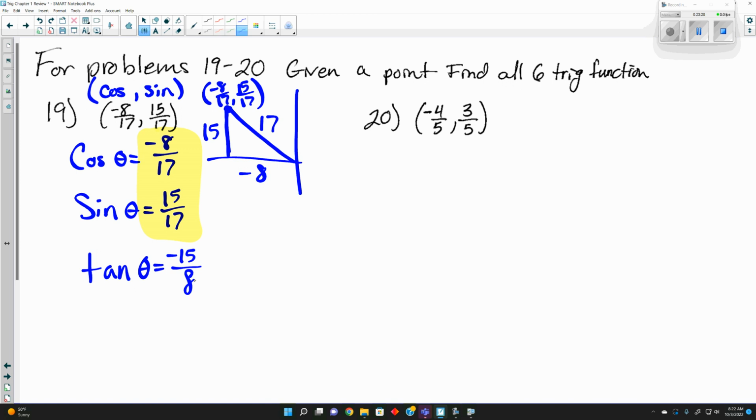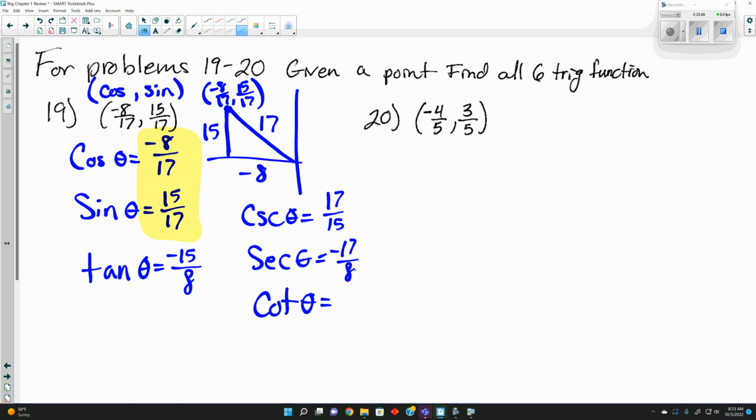Now we also need cosecant, secant, and cotangent. But once we have sine, cosine, tangent, secant, cosecant, and cotangent aren't that far behind. Because cosecant's 1 over sine, so that'd be 17 over 15. Secant's 1 over cosine, so negative 17 over 8. And cotangent's 1 over tangent, so negative 8 over 15. And that's it there.